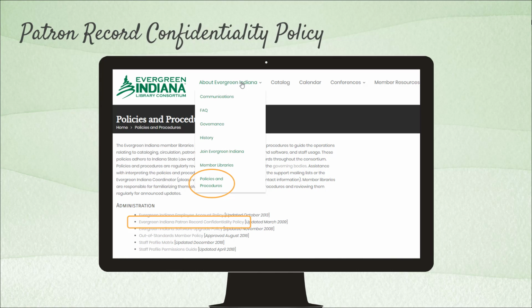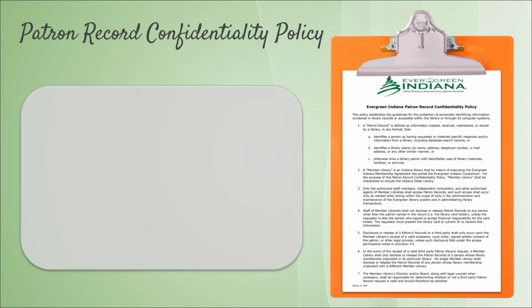You can access this policy by clicking on the About link at the top of the screen on the Evergreen Indiana website. From that menu, select Policies and Procedures. We're going to take a few minutes to look closely at this policy. The concept of confidentiality is a closely held value in the Evergreen Indiana Library Consortium and the library profession.